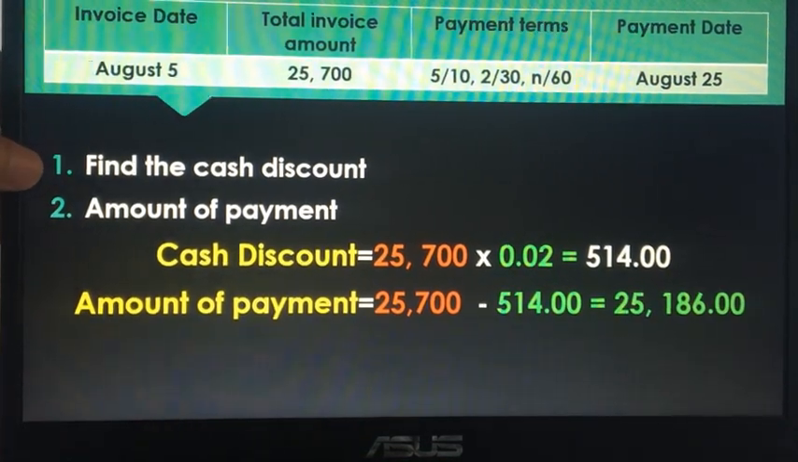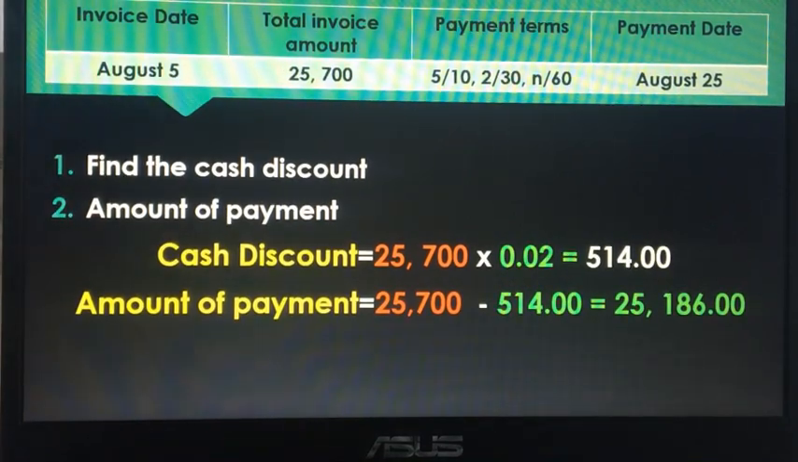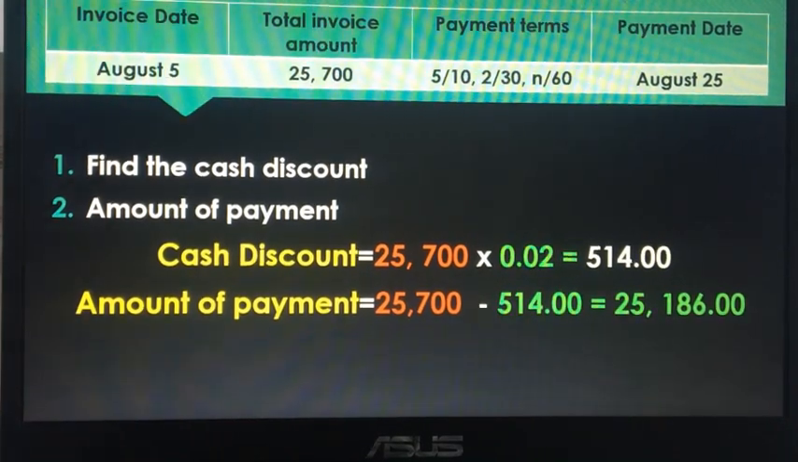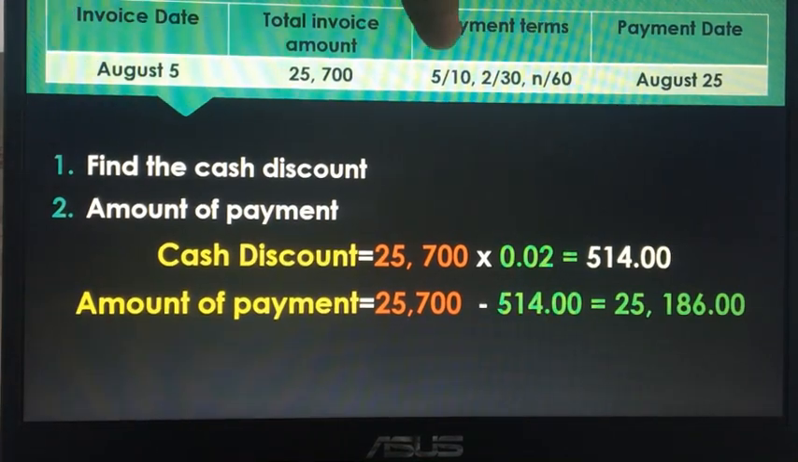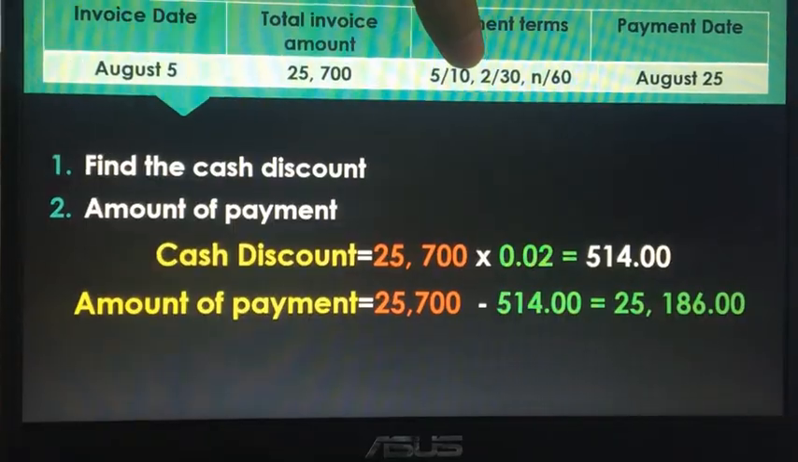First is, find the cash discount. Second is, the amount of payment. So, first things first, the payment is done last August 25. The invoice date is August 5. And the payment term is, you will be granted 5% if you paid within the first 10 days.